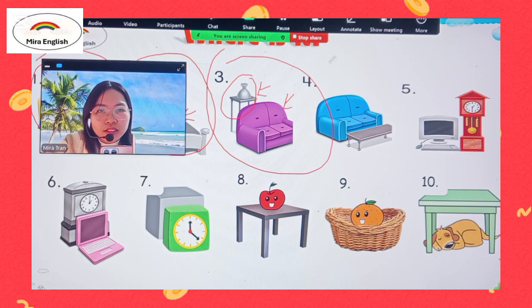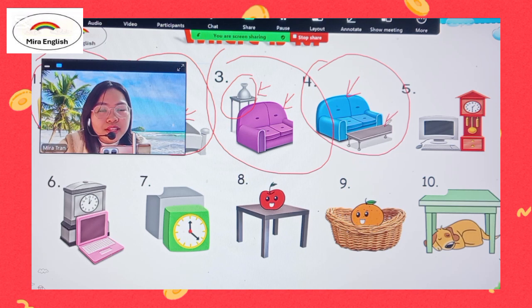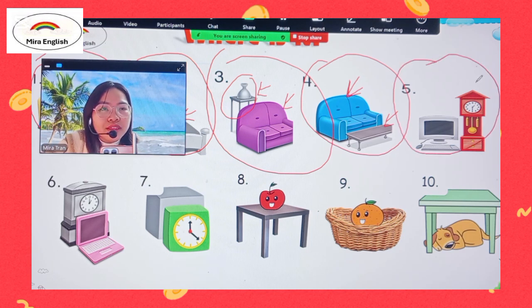Next one. Look at picture number 4. There is a sofa behind the table. Look at picture number 5. There is a clock next to the computer.